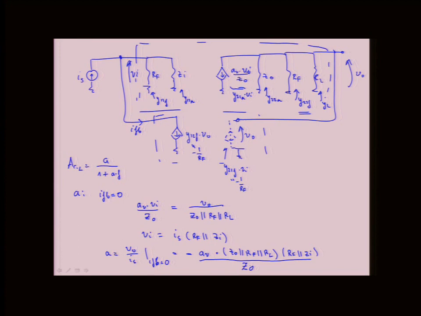over Z out, and then we can simplify because this piece over here is Z out times RF in parallel with RL over Z out plus RF in parallel with RL, and this and that will cancel out. So what is F from here?